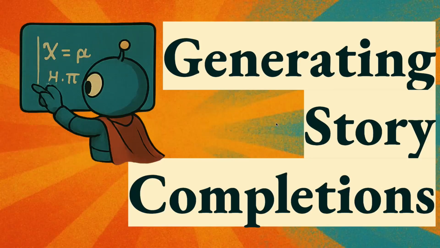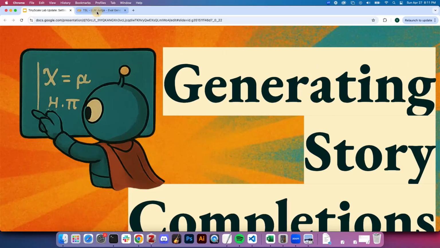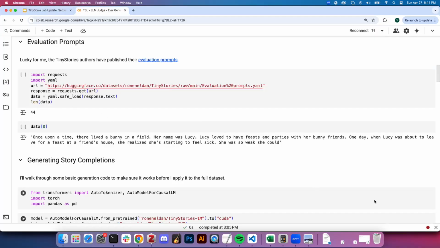So now that I have solved my issue that I don't have any models, so I'm using their models as a proxy for mine, the next step is generating story completions. For that, we're going to go into Colab, and I'm going to walk through some of the code. This is going to be posted as a blog post as well that I'll put down in the video description below. Luckily, the TinyStories authors have published their evaluation prompts in their TinyStories dataset repo.